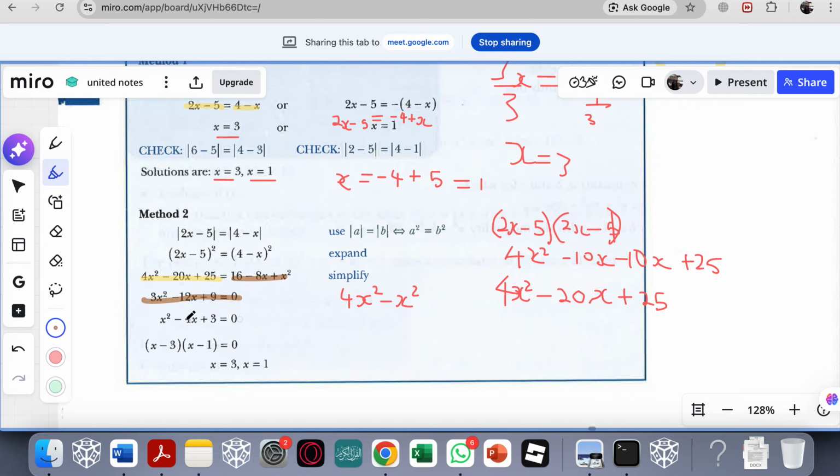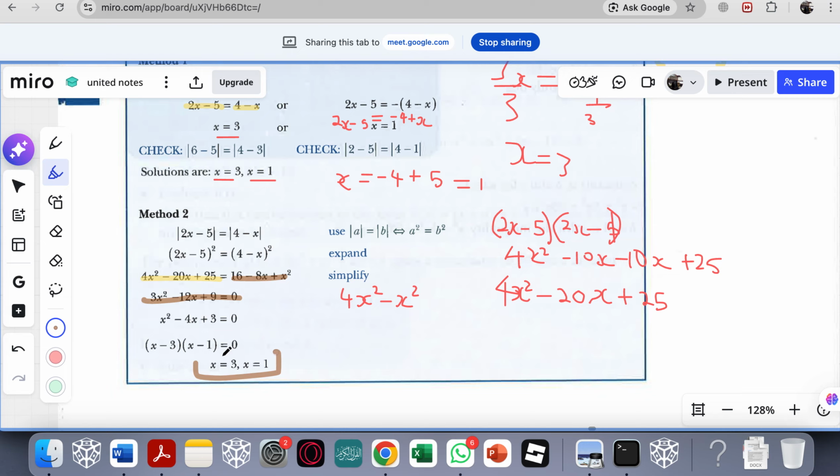So when you collect everything to the left side, you equate to 0. Don't forget the way we do normal quadratic. You find two numbers that multiply to give 3 and add to give negative 4. Those numbers are negative 3 and negative 1. Negative 3 times negative 1 gives positive 3. Negative 3 plus negative 1 gives negative 4. One in each bracket equal to 0. You equate each of them to 0. You say x minus 3 equal to 0, therefore x equals 3. And then x minus 1 equal to 0, you bring this one to this side, x equals 1.